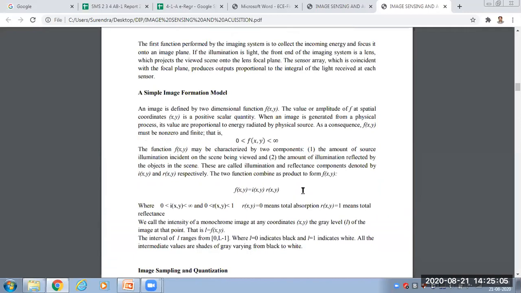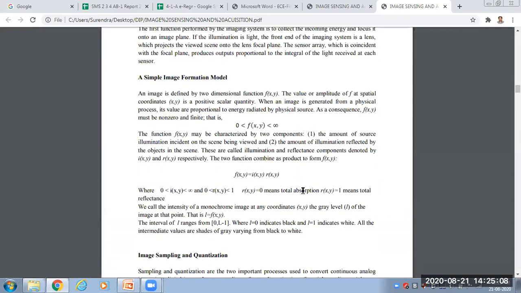Next, now come to the simple model. Simple model means how we are forming an image, which can be modeled from our digital camera or any phone camera. Generally, our image is a two-dimensional function, nothing but f of x comma y, not f of x or f of y. F of x only means a signal, but this is not a signal. In f of x comma y, there are two spatial coordinates, the x coordinate and the y coordinate, and f indicates the amplitude.